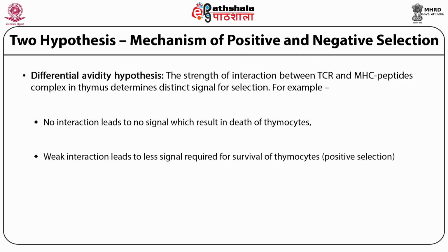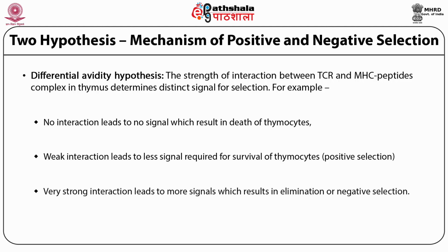Weak interaction leads to less signal required for survival of thymocytes, that is positive selection. Very strong interaction leads to more signal, which results in elimination of thymocyte or negative selection. So, the differential avidity hypothesis believes that it is the strength of signal or interaction which determines the selection process.